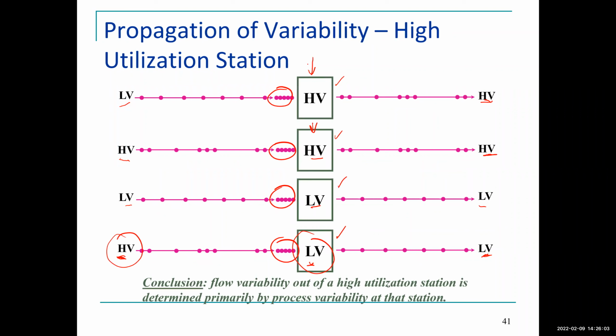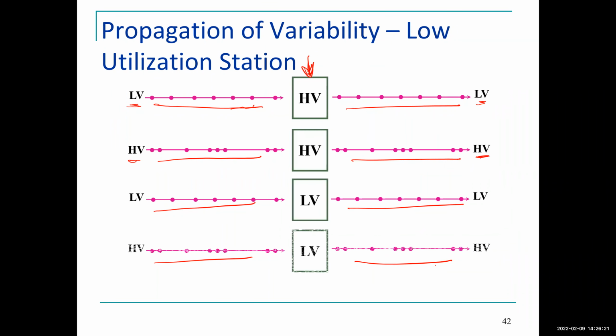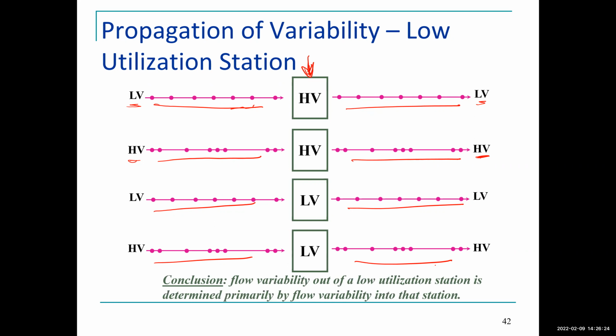In the previous one, you see this pattern is different here. Pattern, different. Well, these two are the same, and these are different. So in conclusion, for low utilization, the flow variability out of a low utilization station is determined primarily by the flow variability into that station. Okay, so two different scenarios, two different outcomes. One is depending on the process, the other one is depending on the arrivals.